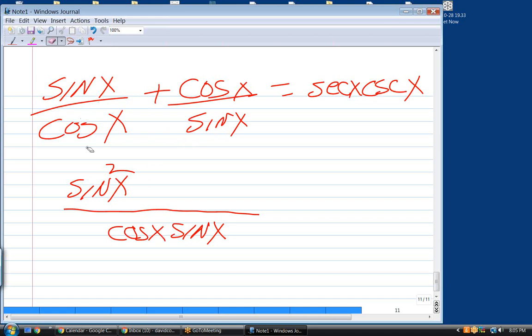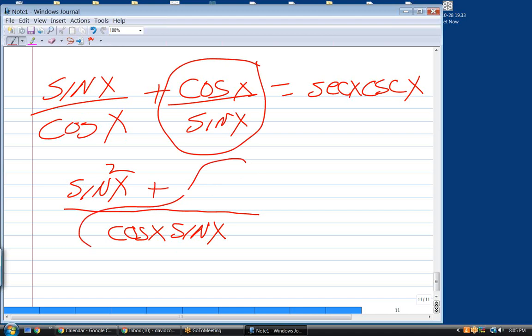And so far, this one is this one. Now, what's got to go over here to make that equal that? Cosine squared. Exactly. And now, what can I substitute in the top?